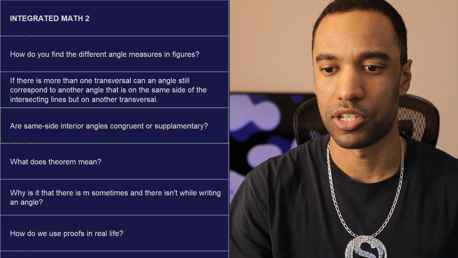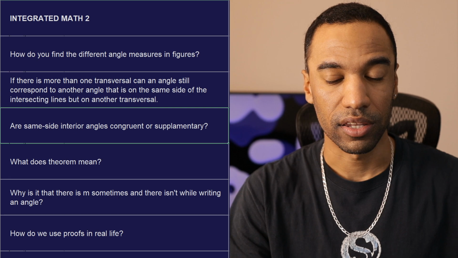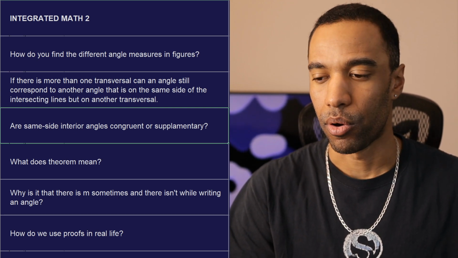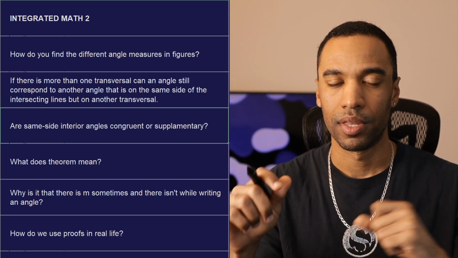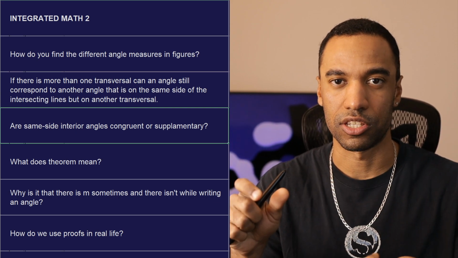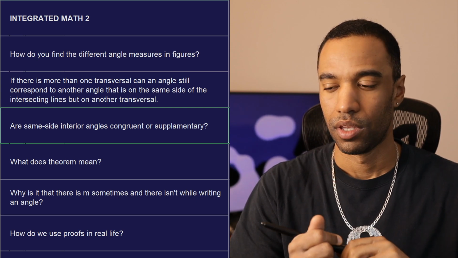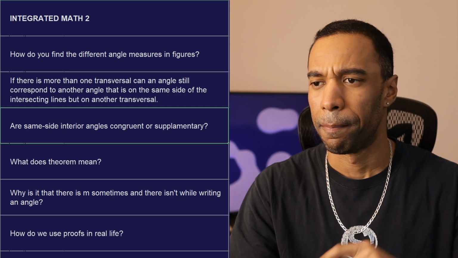Okay, next question is, are same-side interior angles congruent or supplementary? Well, when lines are parallel, same-side interior angles are supplementary. Both of the same sides, the interiors and exteriors, are supplementary when lines are parallel. The alternate exterior and interiors are congruent when the lines are parallel, and the corresponding angles are also congruent when the lines are parallel. Vertical angles are congruent, linear pairs are supplementary as well.